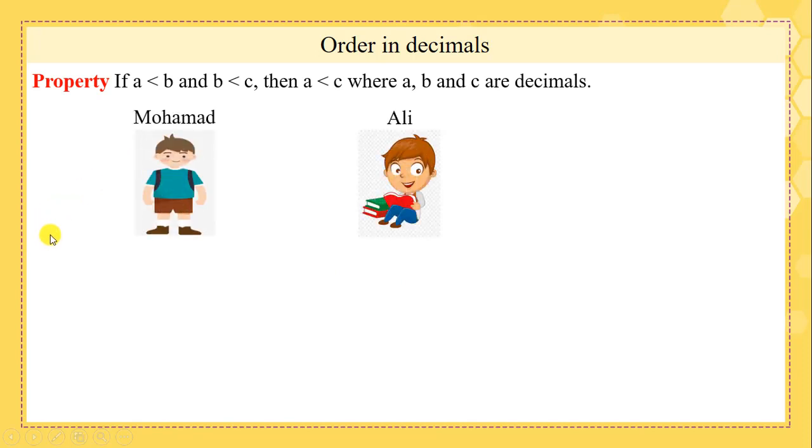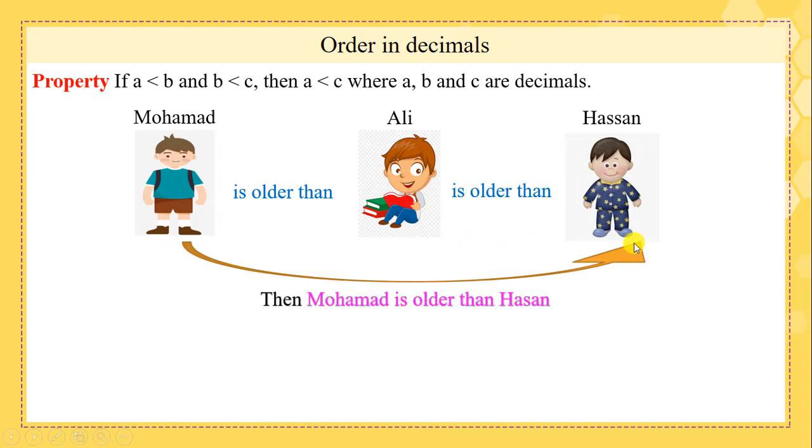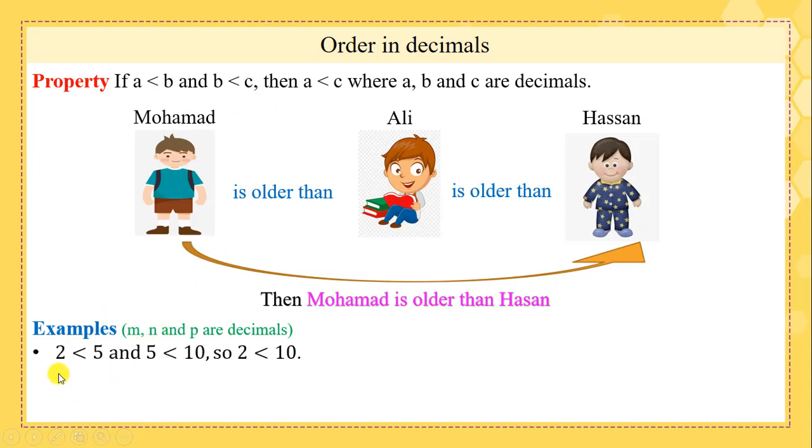Activity. If we have two guys, Muhammad and Ali, where Muhammad is older than Ali and Ali is older than Hassan, so Muhammad will be older than Hassan. So we deduce that if A less than B and B less than C, then A less than C. For example, if 2 less than 5 and 5 is less than 10, then 2 will be less than 10. Another example, if m less than n and n less than p, so m less than p.